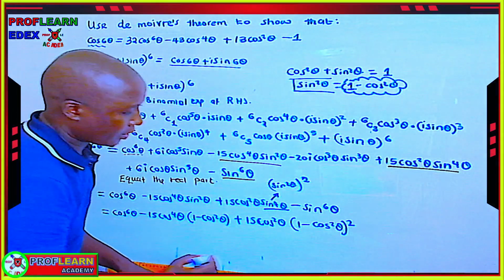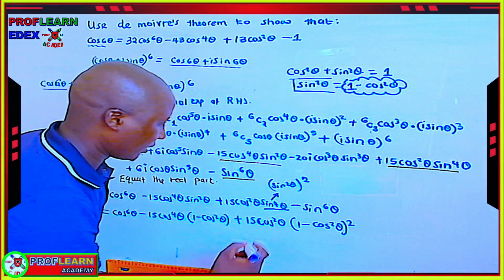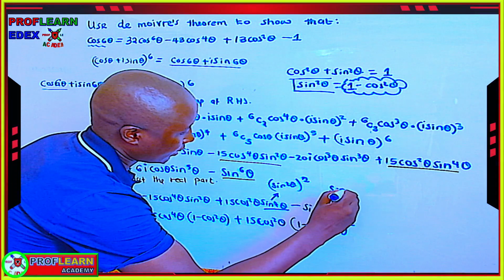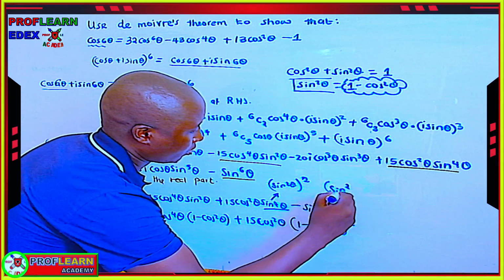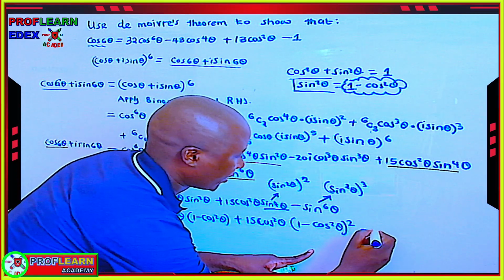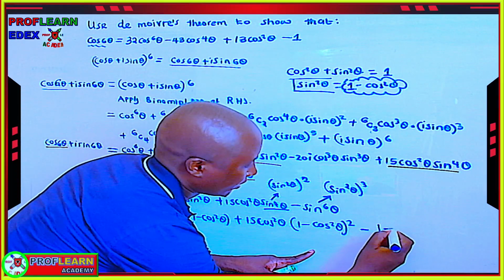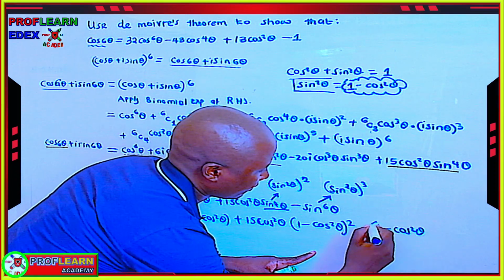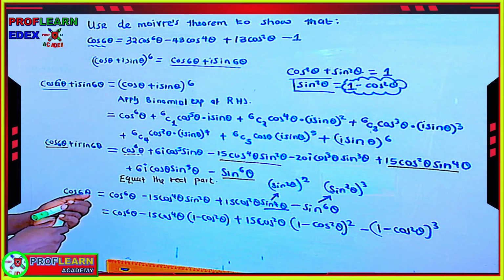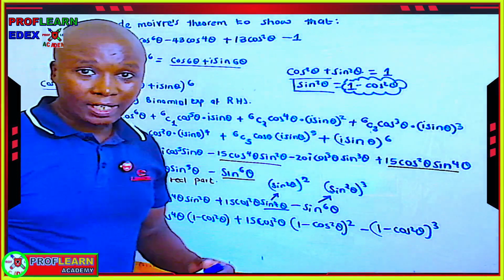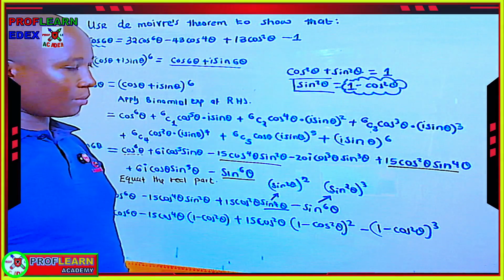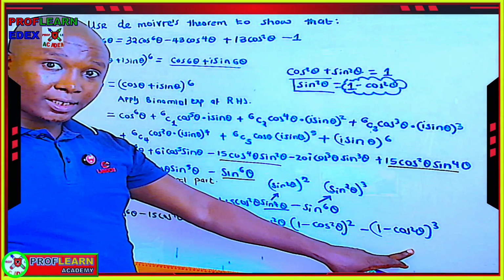So that's it. And then I have here what? This one I can write as sine power 2 theta raised to power 3. So meaning this one I can say minus 1 minus cos squared theta raised to power 3 at that point. So the only challenge I have at this point is to ensure that I'm able to expand these so that I can get what I'm supposed to substitute.